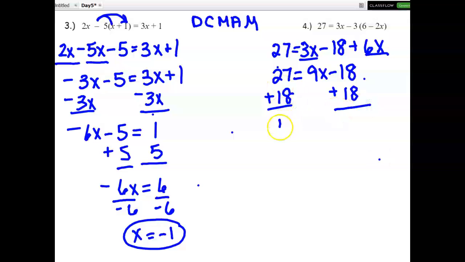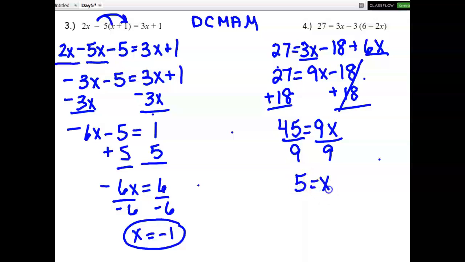When I do that, I get 45 is equal to 9x. And then I still want x to be by itself, so I'm going to divide both sides by 9, and I end up with 5 is equal to x. We can also write that as x is equal to 5. Then you can plug it in and do the check step. All right, so I will try 5 and 6.